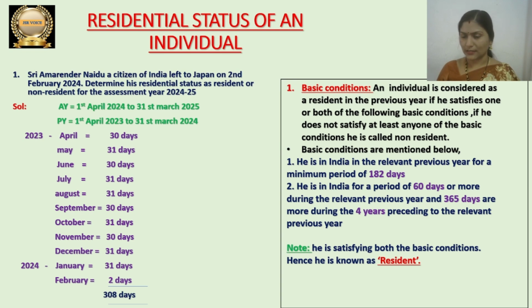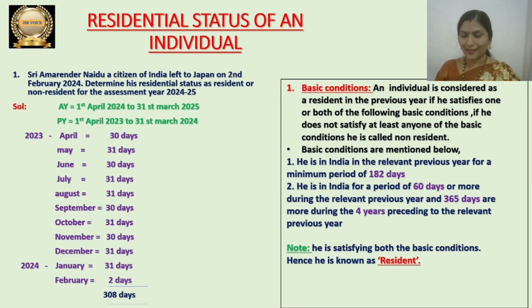And what is the next one? One more is added to that in the second condition. What is that? 365 days or more during the 4 years preceding the relevant previous year. The previous year is 1st April 2023 to 31st March 2024. Preceding the previous year means before the previous year, a 4 years period will be there. Before the previous year, in that 4 years period, he must be in India for 365 days. That is the next one.